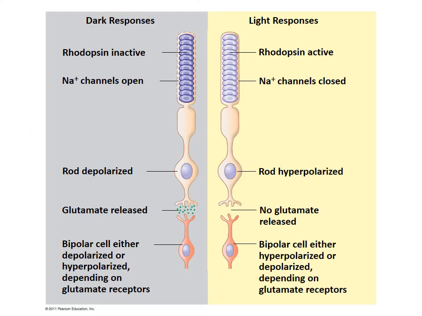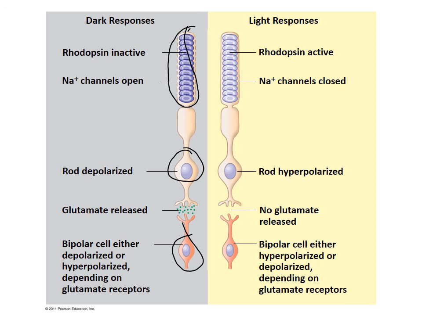So on the left-hand side of the screen, you see it grayed out, and those are all the responses in the dark. And let's go through them one by one before we turn to the right-hand side. In the dark, the rhodopsin is inactive. All right, the sodium channels are open. All right, and then the rod is depolarized. Yes, glutamate is received, and there's a little bipolar cell sitting around, and that can be either depolarized or hyperpolarized depending on how many receptors it got.